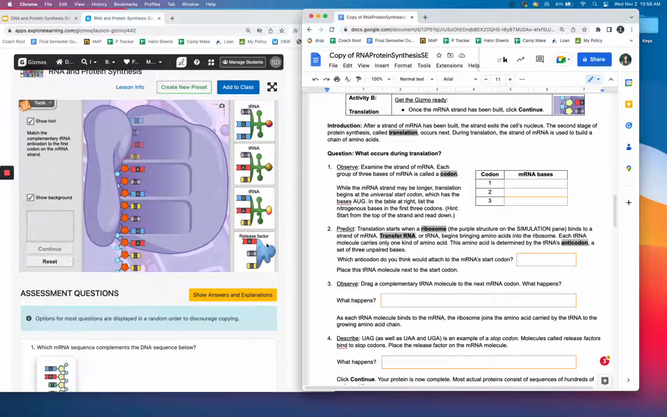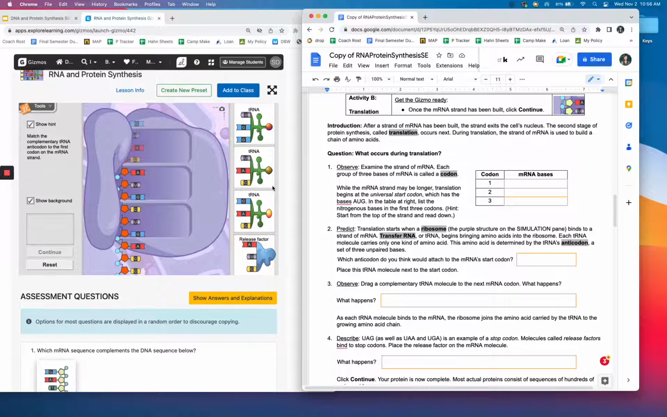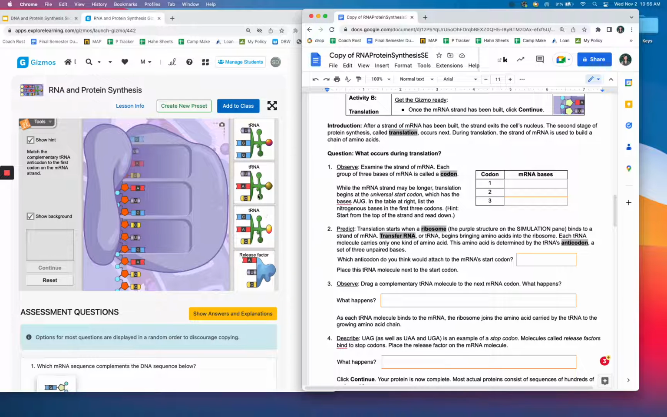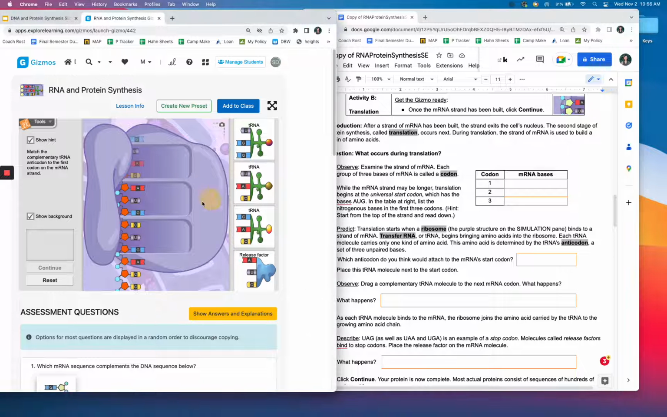Is that the one we need to buy? So maybe it's this one that we need to match. UAC. Okay, maybe it's not that one, it's this one. All right. Okay.